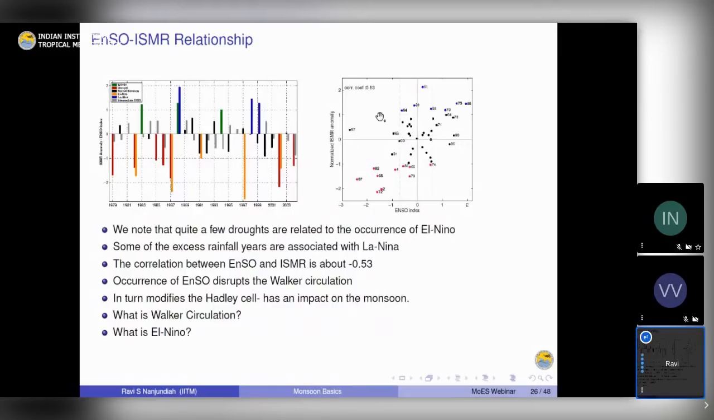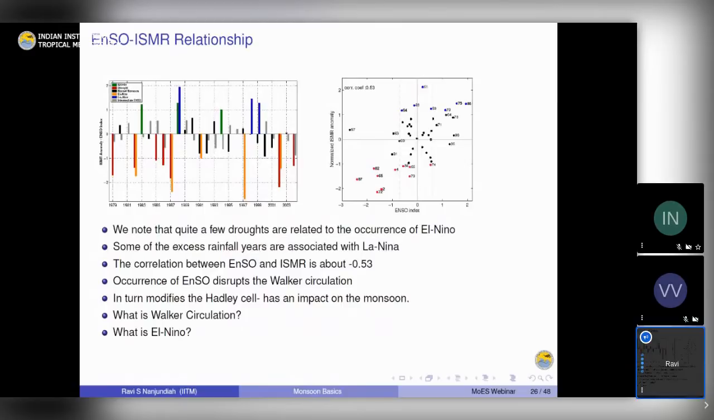And if we look at the correlation, that is the association between monsoon and El Nino, it comes to about -0.53. That means whenever you have El Nino, that is, SSTs are warmer over the eastern Pacific regions, then the probability of getting high rainfall over the Indian region on a seasonal scale is much lower. And the occurrence of ENSO, we'll talk about the Walker circulation in a moment, which is an east-west circulation. This modifies the Hadley cell that we saw a few slides back, where we had ascending motion in the center of ITCZ and descending motion elsewhere. This disrupts this Hadley cell pattern.